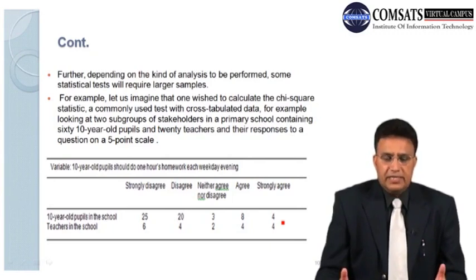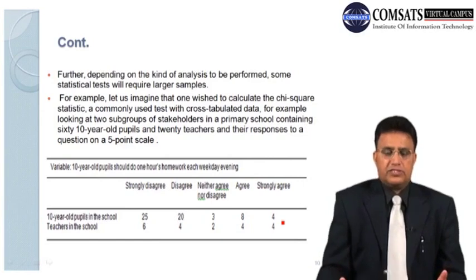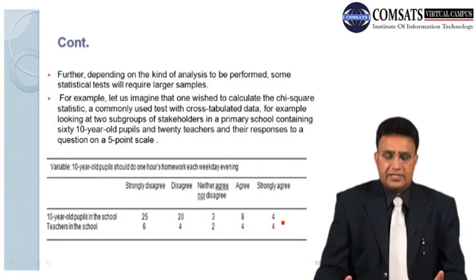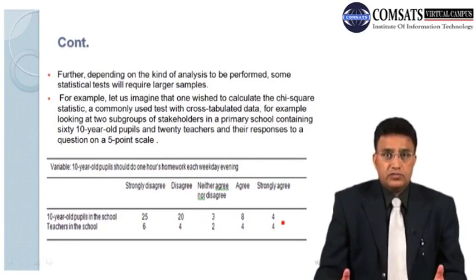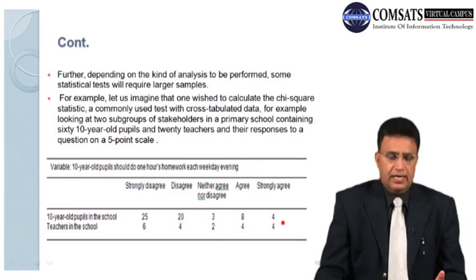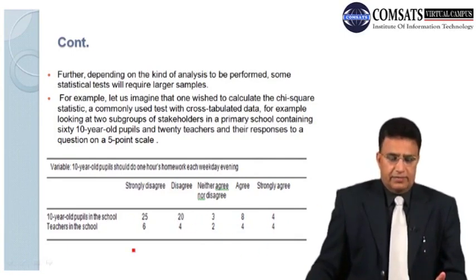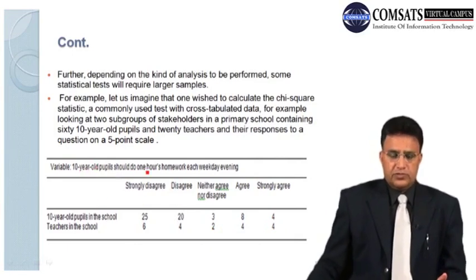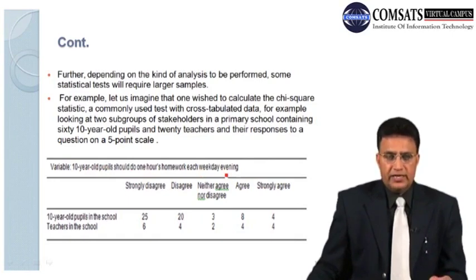For example, let's imagine that one wished to calculate the chi-square statistic, a commonly used test, with cross-tabulated data. For example, looking at two subgroups of stakeholders in a primary school containing 60 10-year-old pupils and 20 teachers and their responses to a question on a 5-point scale. You can look at the slide. It shows the statement, 10-year-old pupils should do 1 hour's homework each weekday evening, on a scale from strongly agree to strongly disagree.